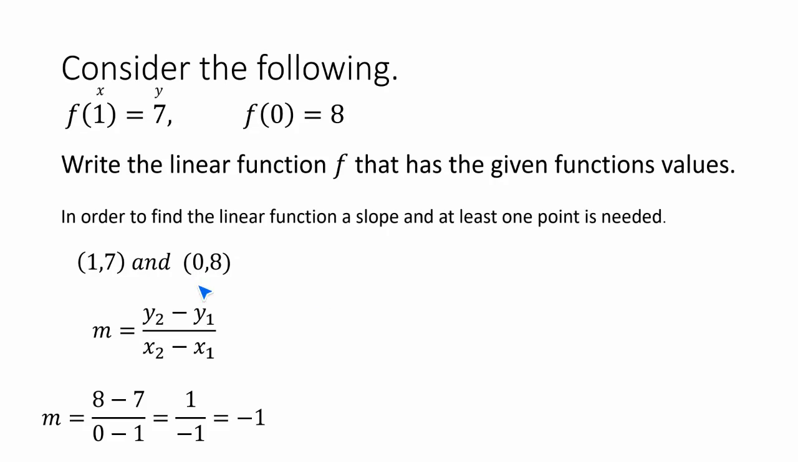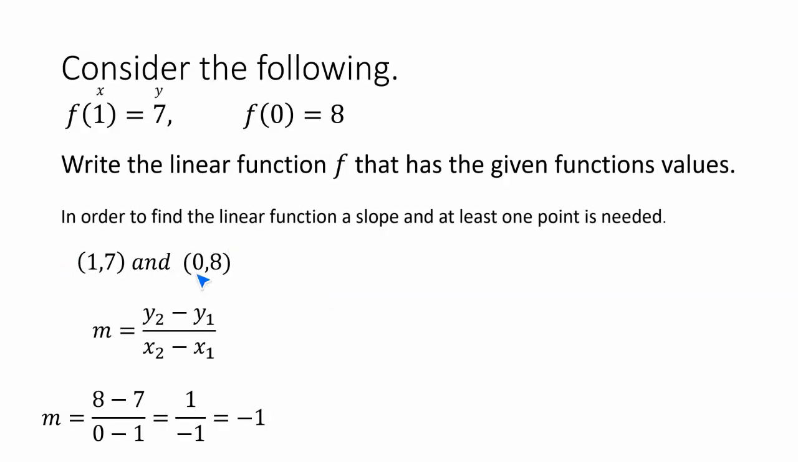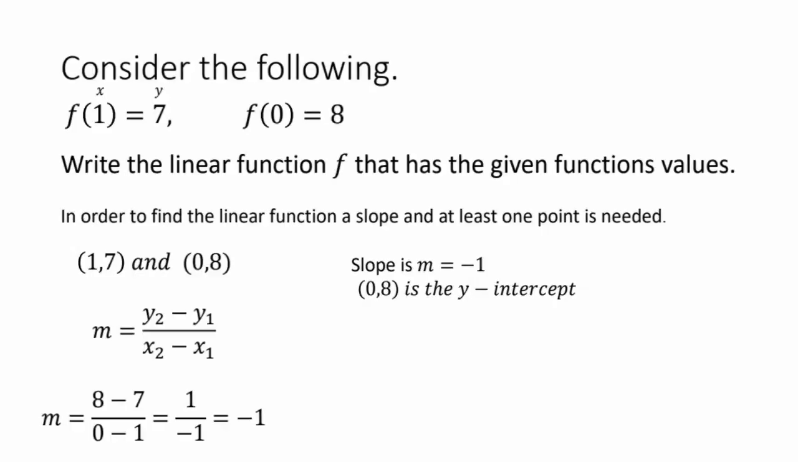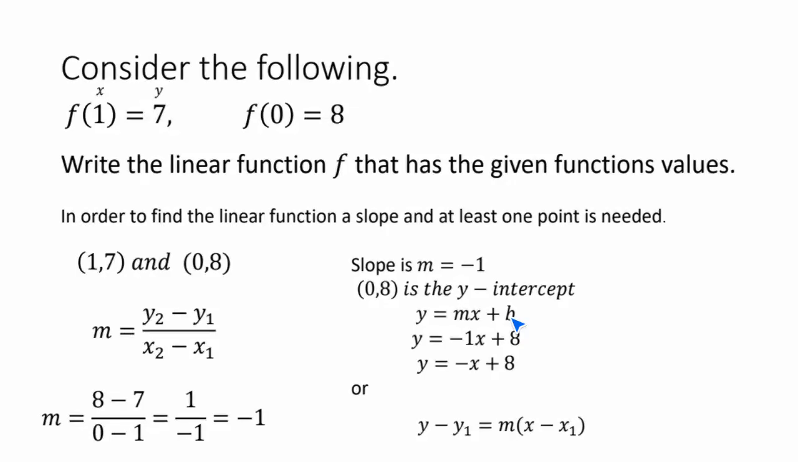one of these points is very special. Can anybody tell me which one's a special point right here? So the special point is going to be 0, 8, but why is it special? And the reason that it's special is that that's actually your y-intercept. Okay, so this is your y-intercept. That means that 8 here is represented as b in this slope-intercept form. So your slope is negative 1 and your b is 8. So if we simplify, we get y equals negative x plus 8.